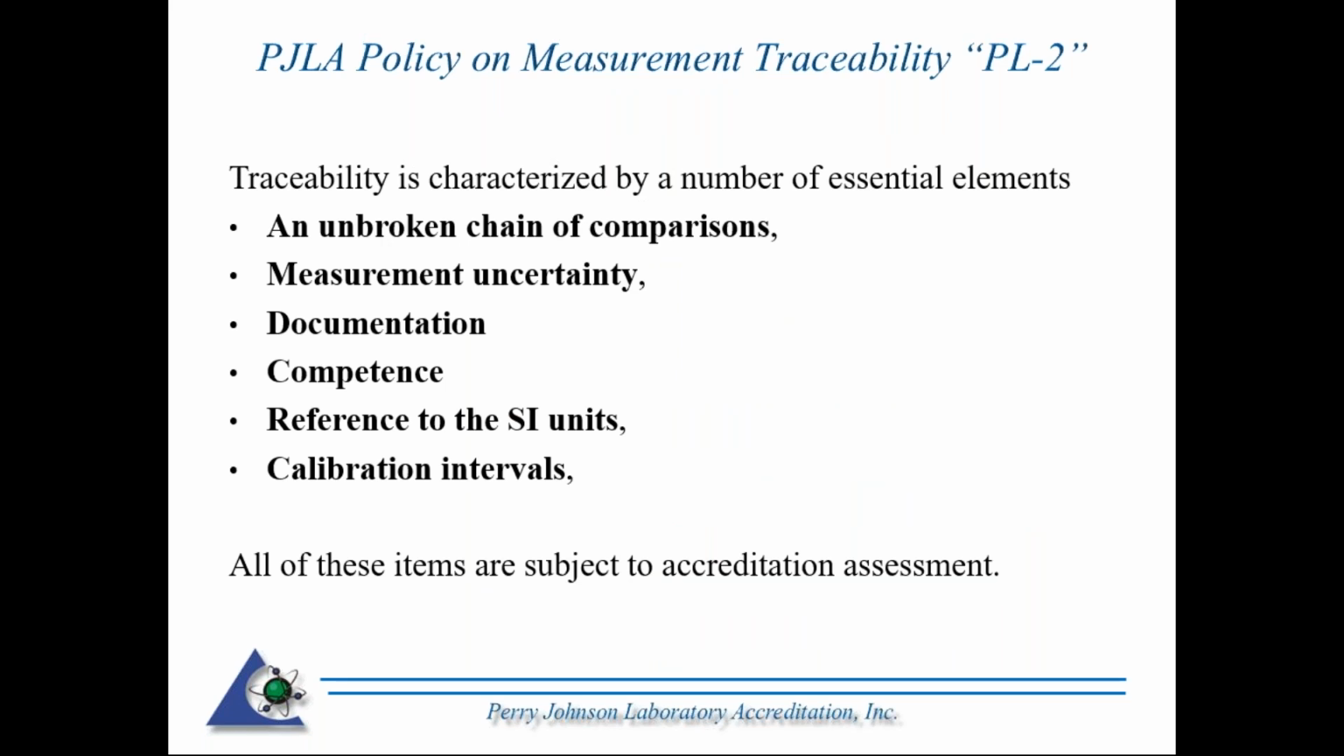So during accreditation assessments, of course, we're looking at traceability. We're looking at a lot of things that go into that. Now, we wouldn't be accrediting a calibration organization if they weren't providing traceable measurements. So we're looking for that unbroken chain of comparison, assuring that the measurement uncertainty is documented and is built upon the uncertainty that was presented by the chain before your link in the chain of traceability.